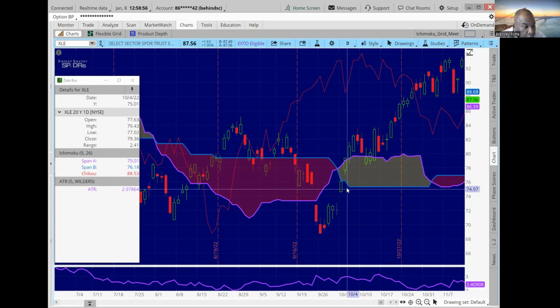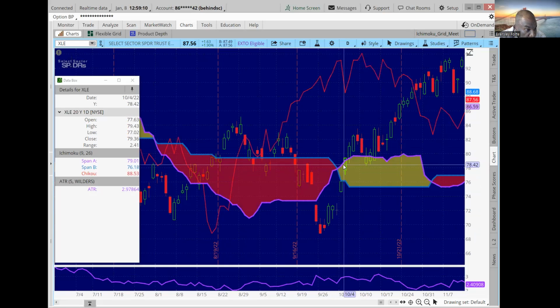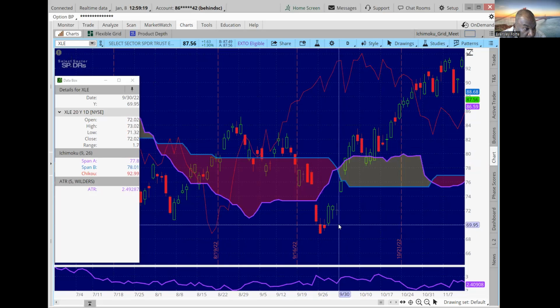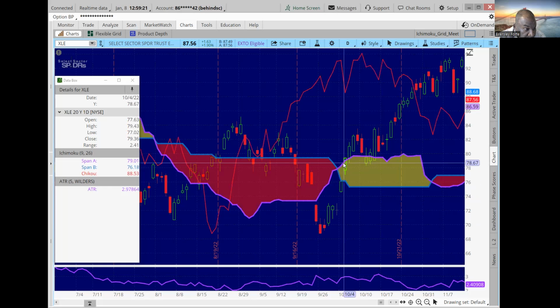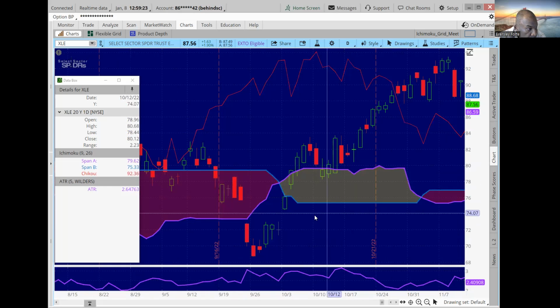So what are we looking for in this setup? This is XLE, the energy sector. We're looking for this price to close above the cloud. So here, price is below the cloud, below the cloud, below the cloud, and closes right here above the cloud. Price closes above the cloud.